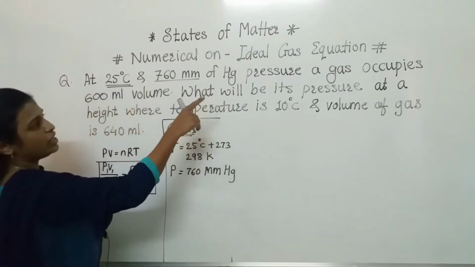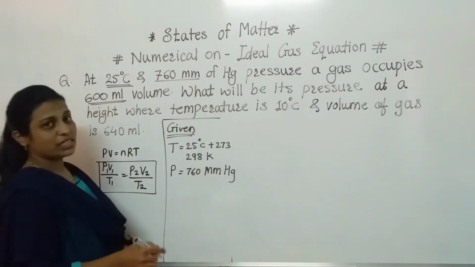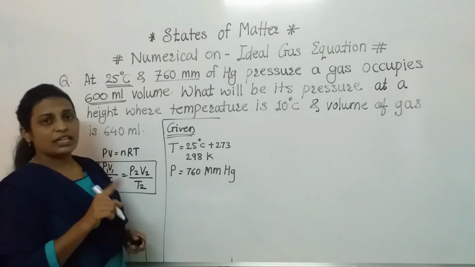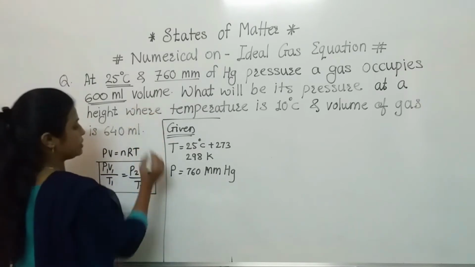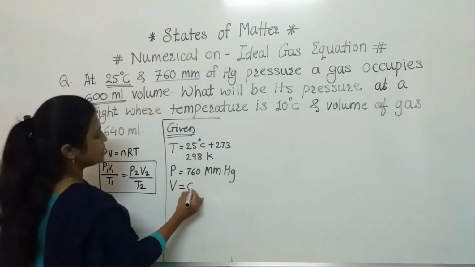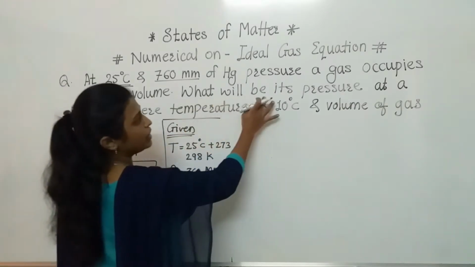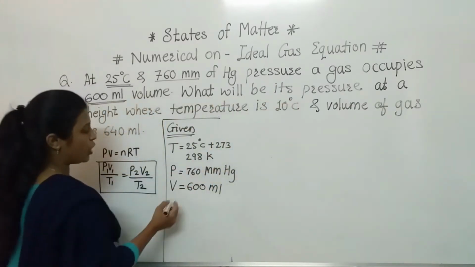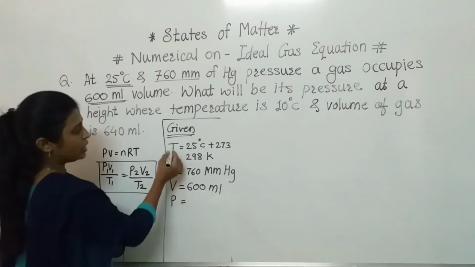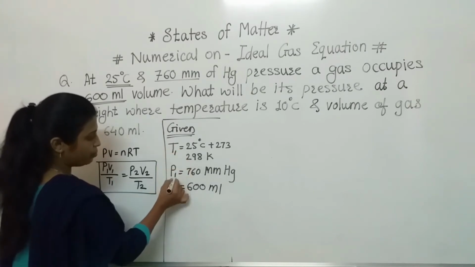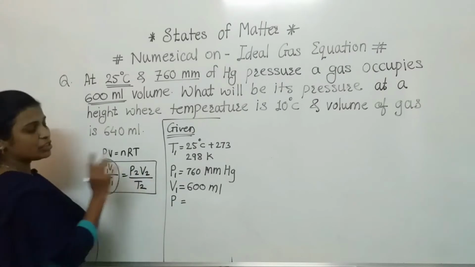Next, a gas occupies 600 ml. As we have discussed, if it is ml, liter, decimeter cube, or centimeter cube, then it is the volume. So this is the value of volume and it is 600 ml. Okay, we got up to this. What will be its pressure at? Means we have to find out. So shall we write here 1, 1, 1? So T1, P1, V1. Okay, so here we got the left hand side in this numerical.